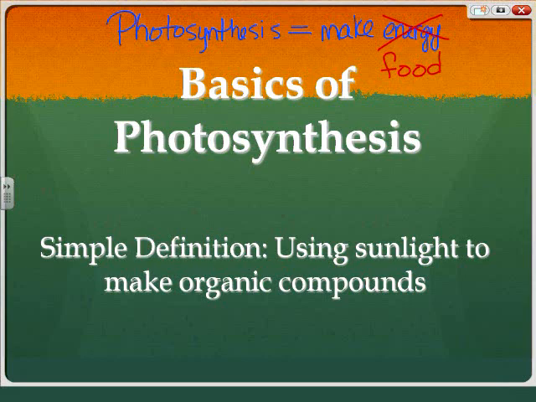So if you look at our definition, it says it's using sunlight to make organic compounds. Those organic compounds are that food that we're talking about. And that food specifically is glucose. Remember, glucose is a carbohydrate. So photosynthesis is how a plant uses sunlight in order to make its own food.